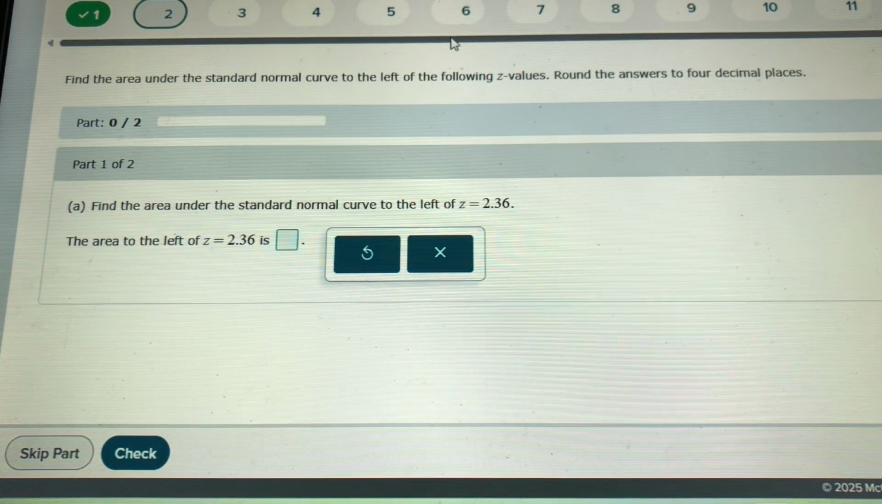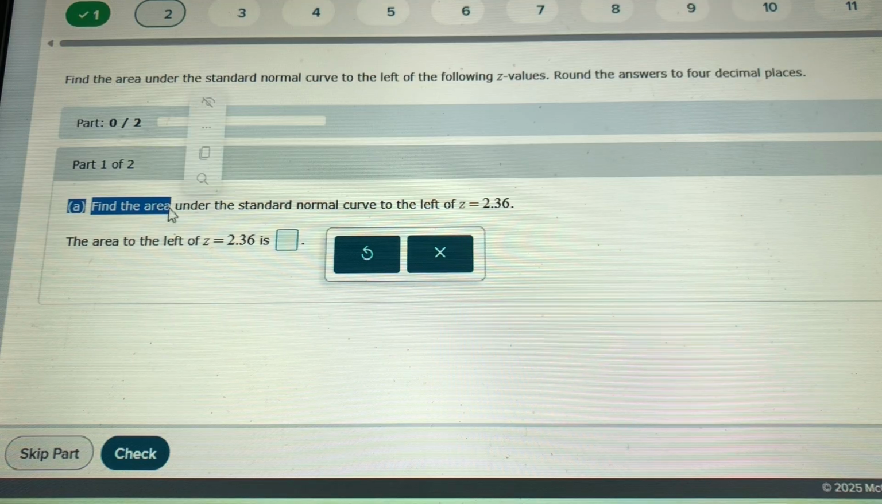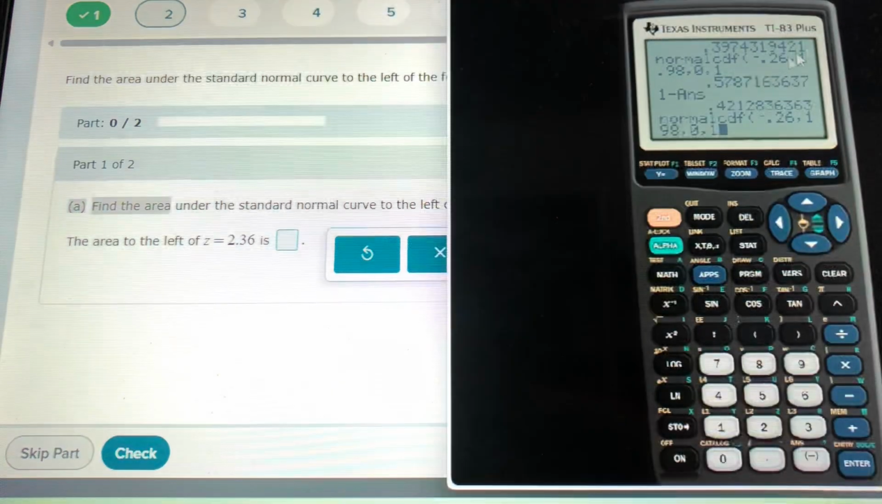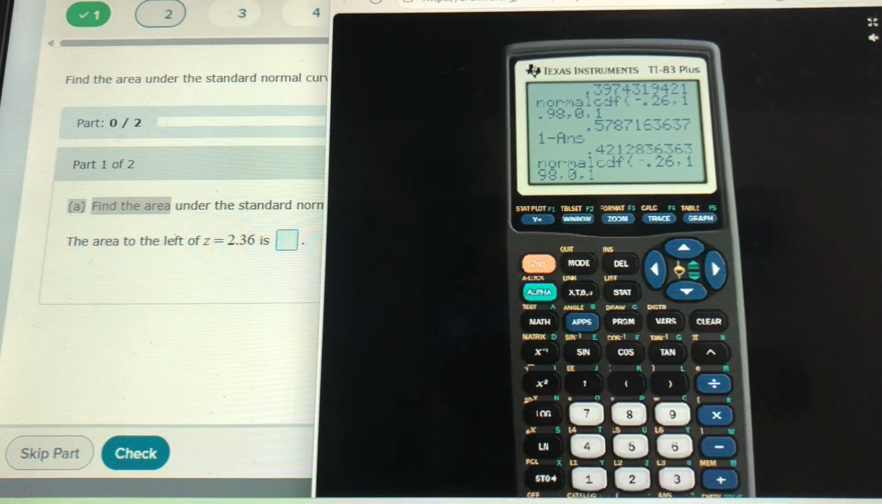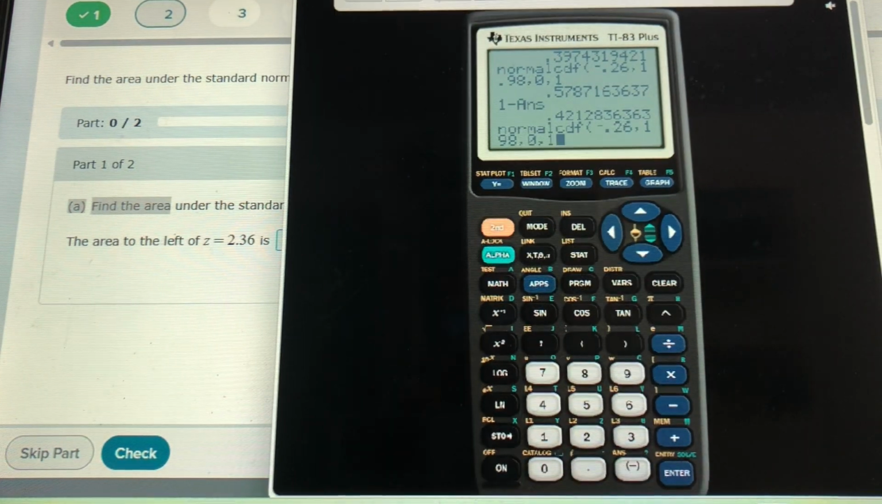Okay. So again, notice I'm looking for this right away. Find the area. Find area. That's normal CDF. And this one wants to the left. Anytime it's to the left, see if I can do this where you can see them both at the same time. To the, whoops, no, that's not what I wanted.